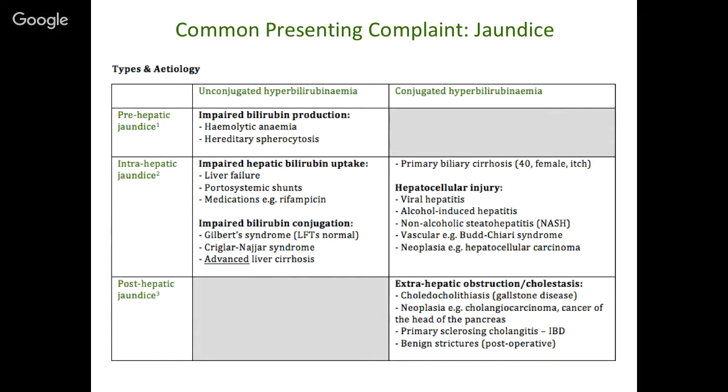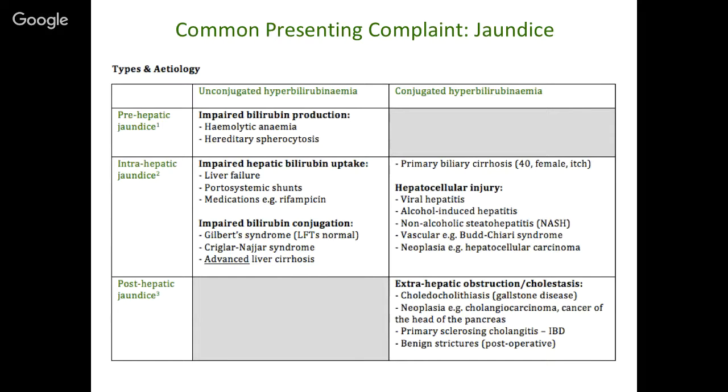Intrahepatic, so this can be due to a few different things. So it can be the liver's unable to uptake bilirubin, it's unable to conjugate it, or it can be due to damage. And then post-hepatic jaundice, which is pathology occurring after the liver, and it often involves a biliary tree, and it's often also called obstructive jaundice, okay? So it's often due to an obstruction. That can be an extramural obstruction, an intramural obstruction, and an intraluminal obstruction.